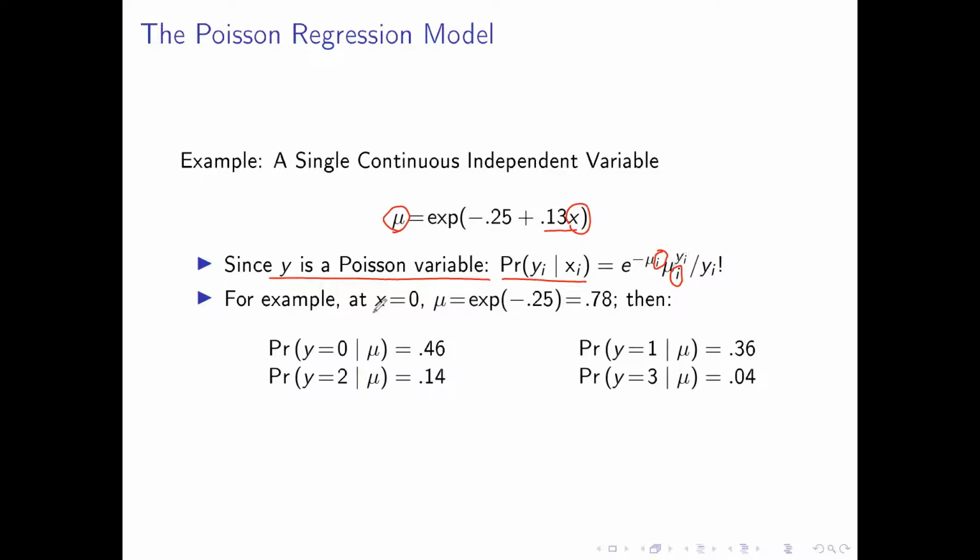But let's go back to this single continuous independent variable case, right? So at x equal to 0, then we have mu equal to 0.78. Plugging into this formula, we can get different probabilities. You see that? That's how the probabilities are calculated given the mu, given this single continuous independent variable.